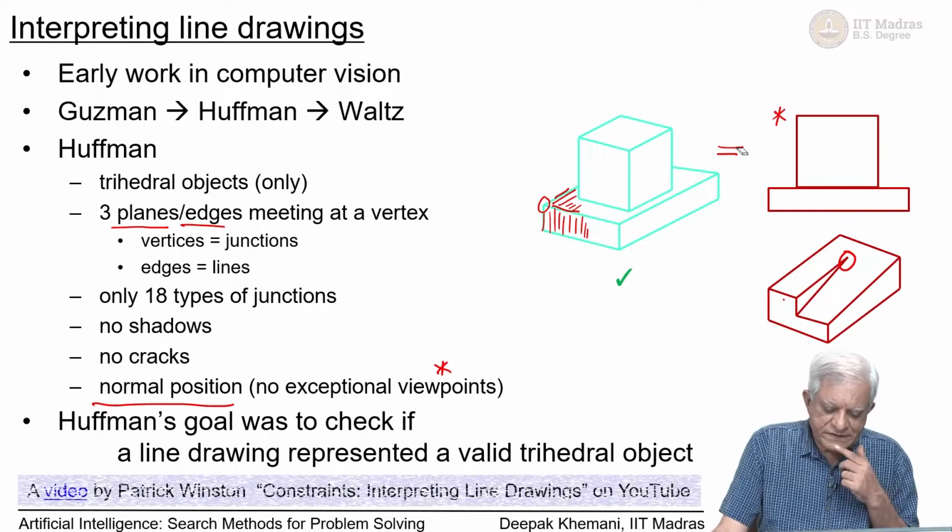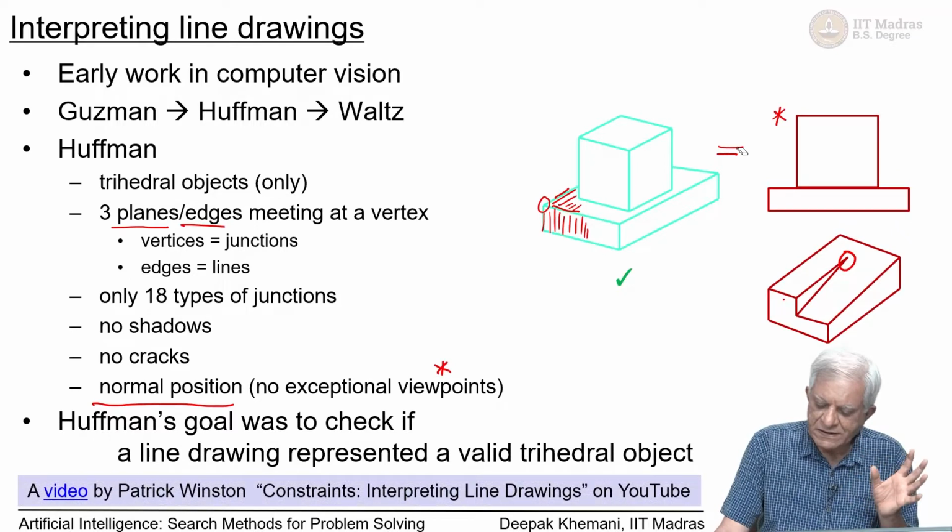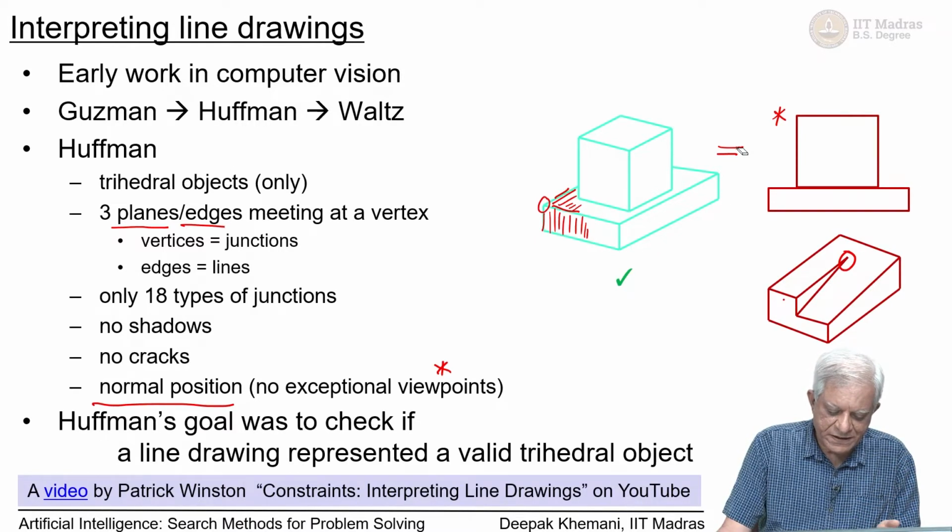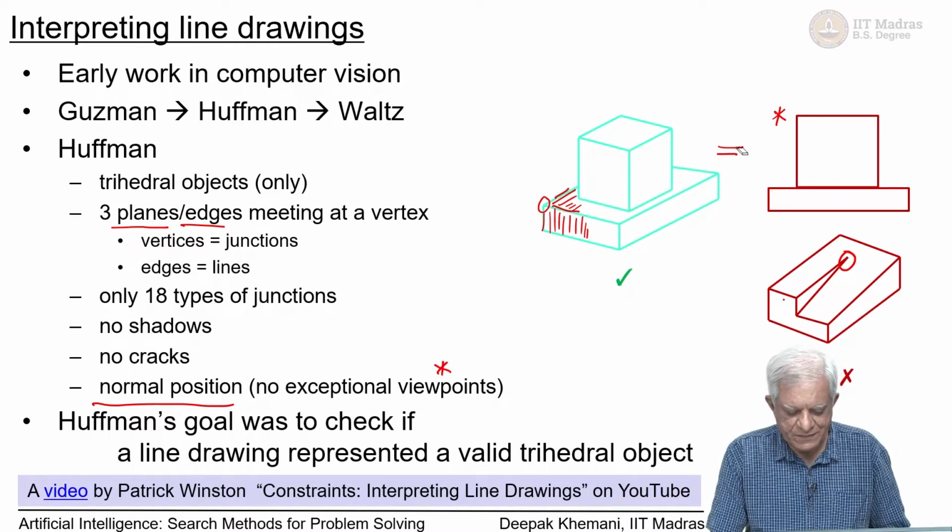So, his goal was to check if a line drawing represented a valid trihedral object or not essentially, and there is a video you can look at on this by Patrick Henry Winston, who was their supervisor at MIT, and there is a link I have given here, or you can search for it on YouTube, interpreting line drawings essentially.